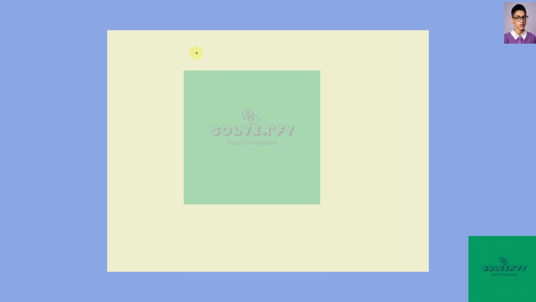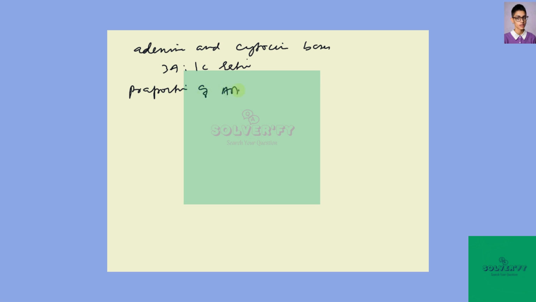Hello students, the question asked is: using random incorporation of adenine and cytosine bases in a 3A to 1C ratio into an RNA polynucleotide for in vitro translation, what proportion of amino acids will be proline?